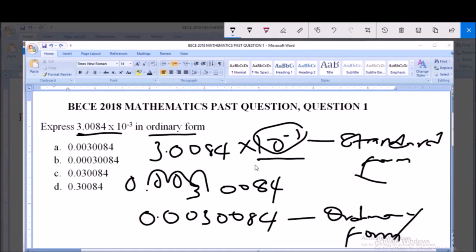form. Now let's check our options and look at which of these options corresponds to our answer. Option A here says 0.00300084, and that corresponds to our answer. So therefore option A here is the correct answer. The others are wrong. This is wrong, this is wrong, and this is also wrong. So A is the correct answer.